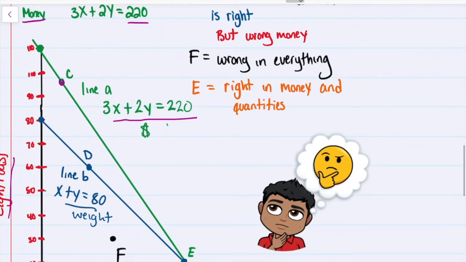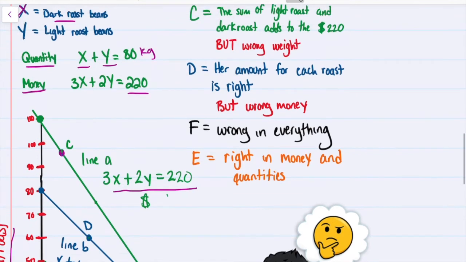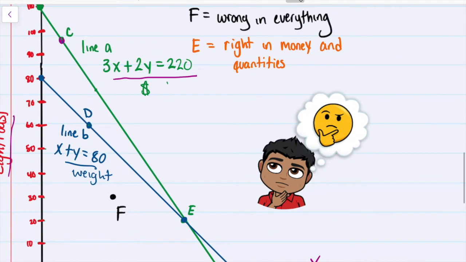Look at letter D. Letter D is touching the blue line, which is the weight. So we have the right weight, but since it's not touching the money line, we either went over money or we have under money. We don't have the right amount. Look at letter F. Is it touching either line? No. So we have neither the right weight nor the right money. Notice how the point is way below the lines. So this is actually less money and less weight because it's below the lines. If it was above, it would be over and over, but it's below.